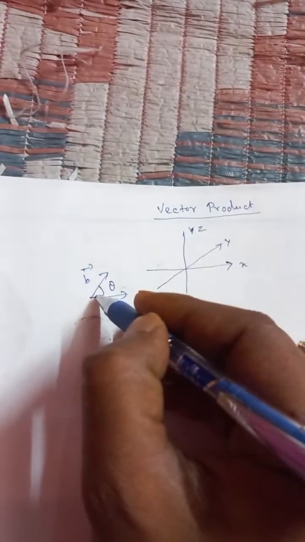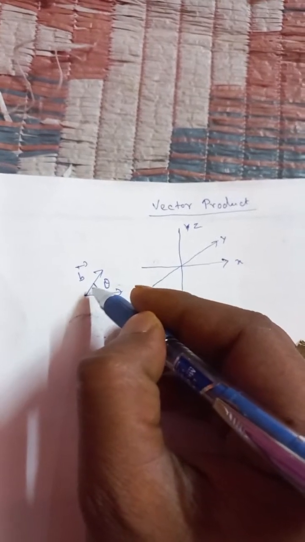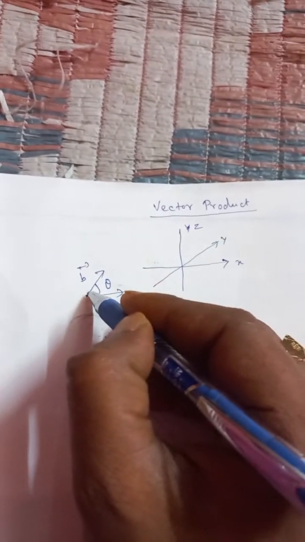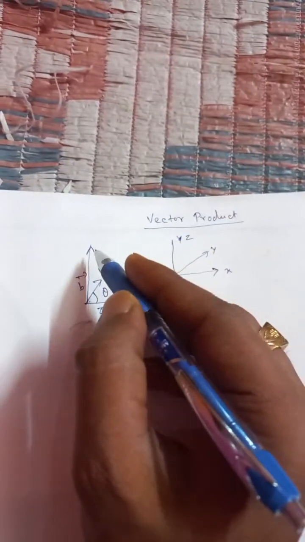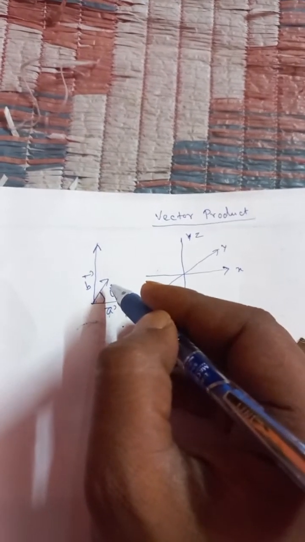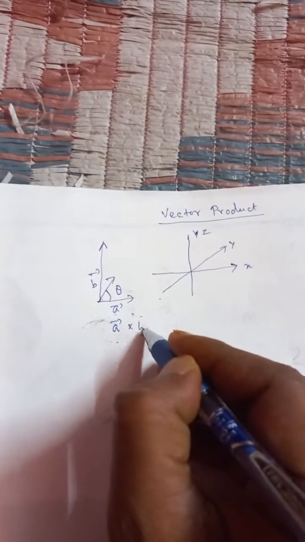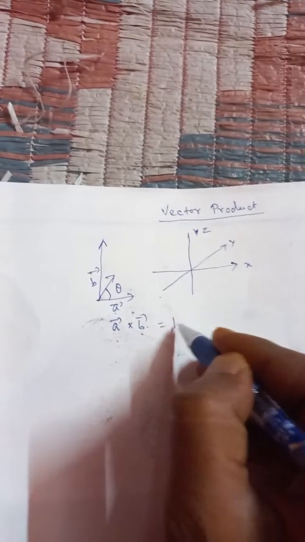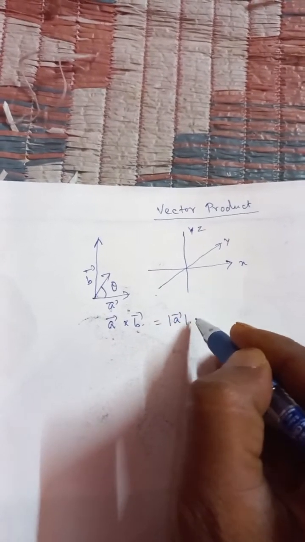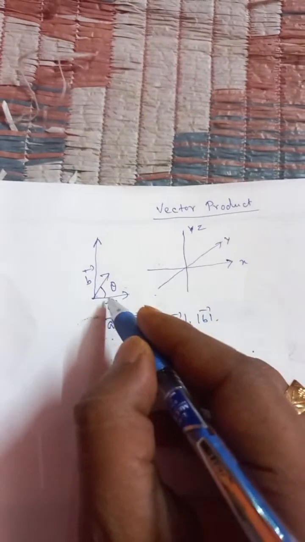So the perpendicular to this plane represents its vector product. The direction perpendicular to this plane represents the vector product A cross B. So we write A vector cross B vector in this way: mod of A vector multiplied by mod of B vector multiplied by sine theta.